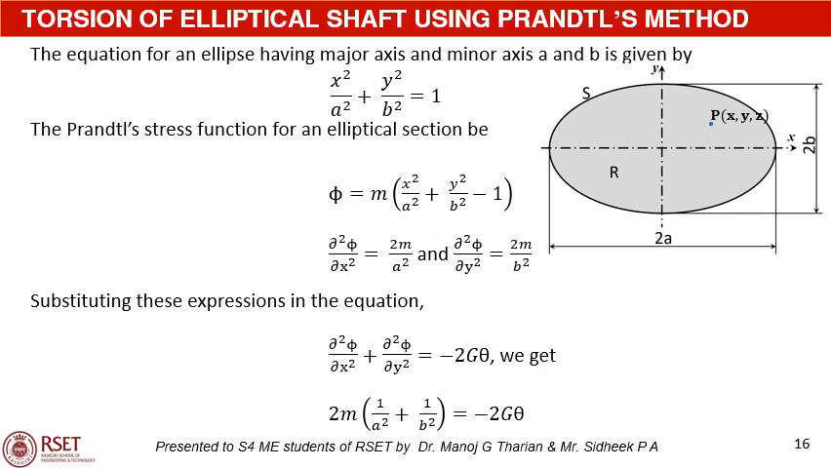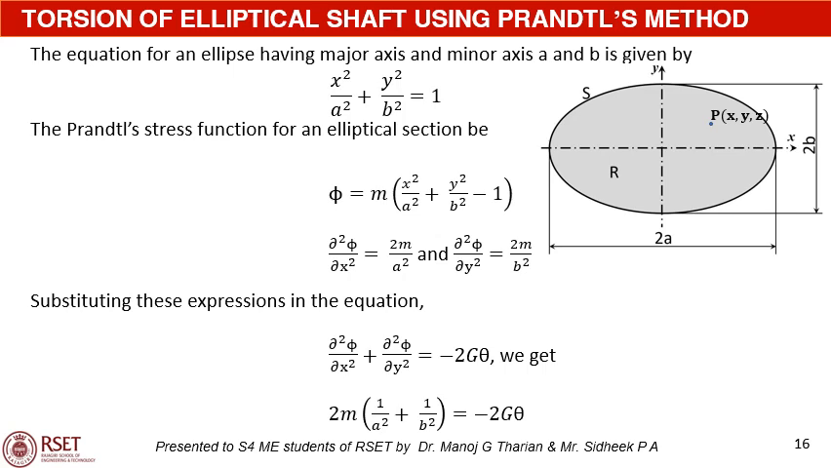2A is the semi-major axis and 2B is the semi-minor axis of the elliptical shaft. R is the region bounded by the closed elliptical curve S. The equation for the elliptical boundary is given by x²/a² + y²/b² = 1. The Prandtl stress function for the elliptical section is taken as phi = m (x²/a² + y²/b² − 1).